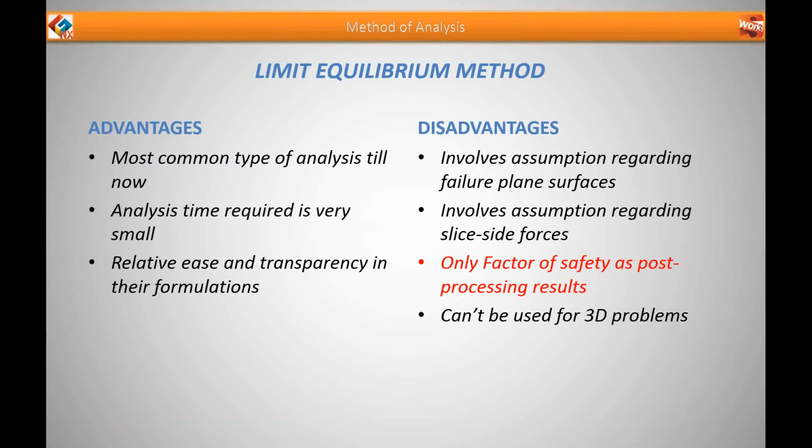Now let us see what are the advantages and disadvantages of both the methods. So first we have the limit equilibrium method. It is the most common type of analysis till now. So you could find a lot of research papers and codal provisions for the limit equilibrium method. The analysis time required is very small, and even manual calculation for few surfaces is possible. And it has a very relative ease and transparency in its formulation, so you can just manually check what the program does, and so it gives a user friendliness to this method.